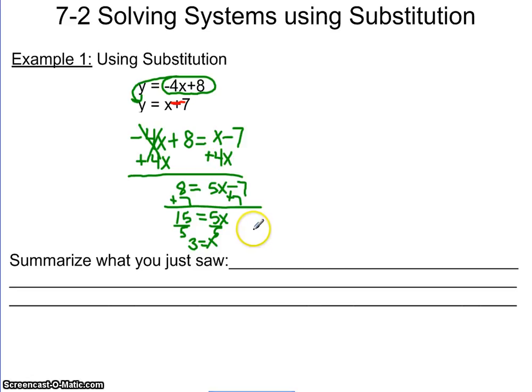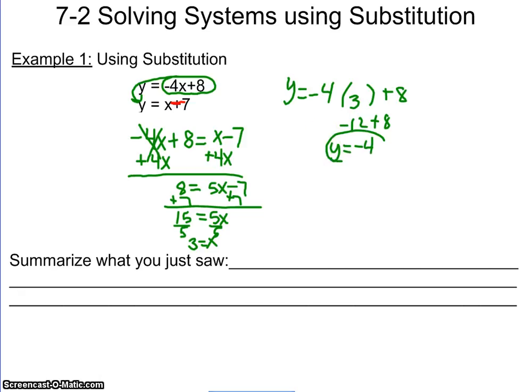So we're going to plug the 3 into one of our two equations up top. It doesn't matter which one you plug it into, but I always suggest that you plug it into both to make sure that it actually works. So if we plug it into the top one, it would be y equals negative 4 times 3 plus 8. So when we solve that, we get negative 12 plus 8. So that means y is going to equal negative 4.